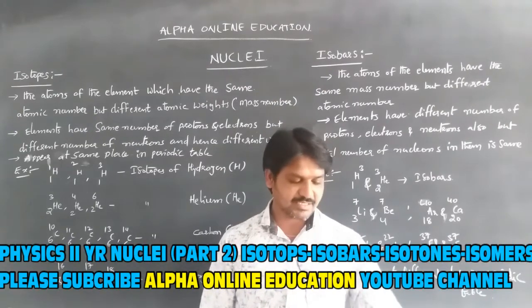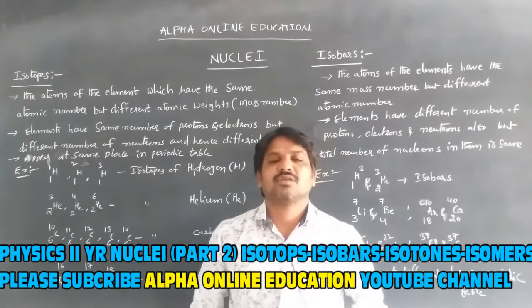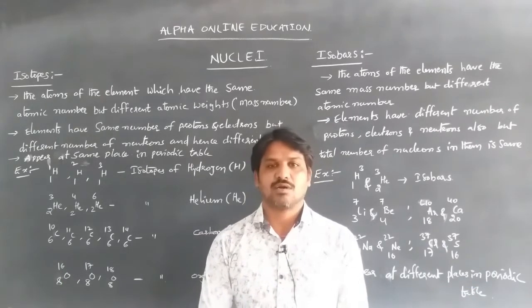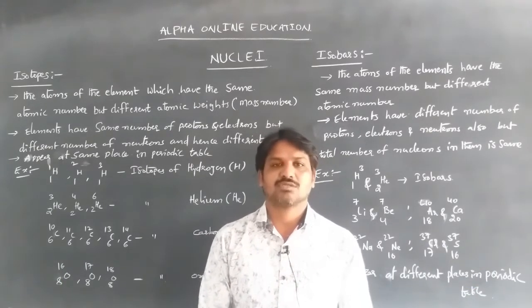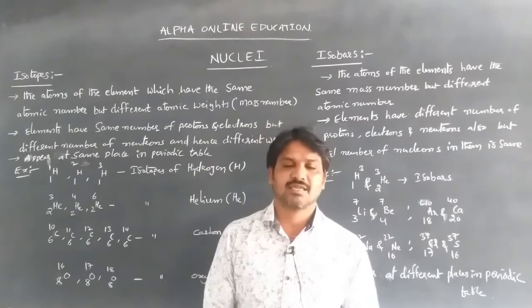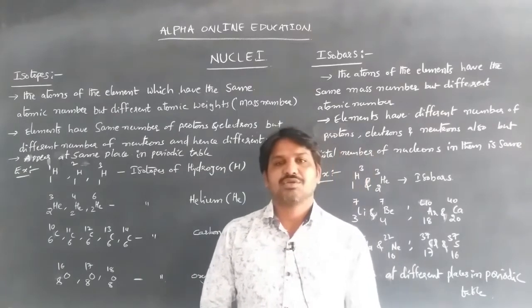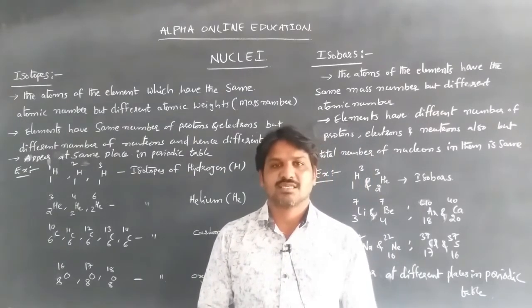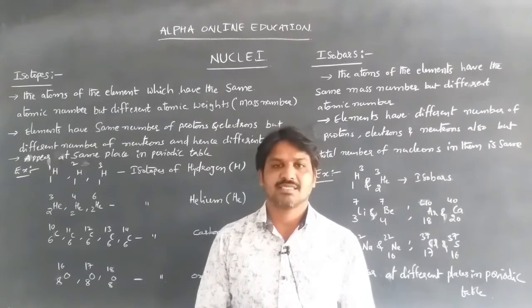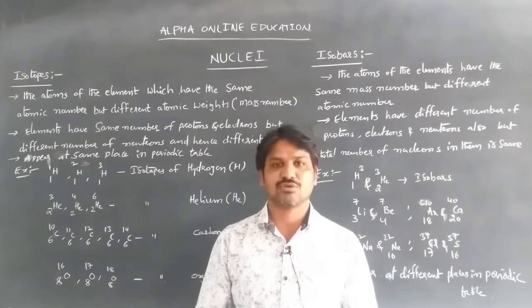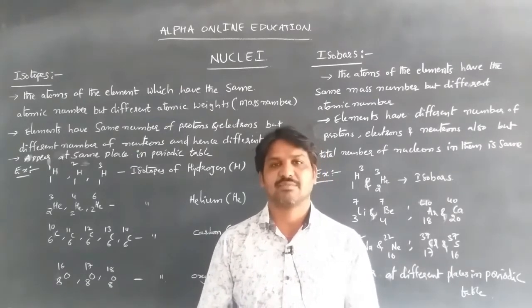About the nucleus: the nucleus contains protons and neutrons. Both protons and neutrons are called nucleons, and electrons revolve around the nucleus in a path. The number of protons is considered the atomic number of the atom, and the number of nucleons, meaning the number of protons and neutrons present inside the nucleus, is considered its atomic mass number.